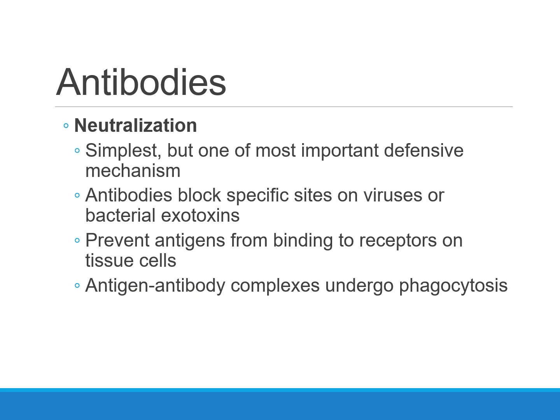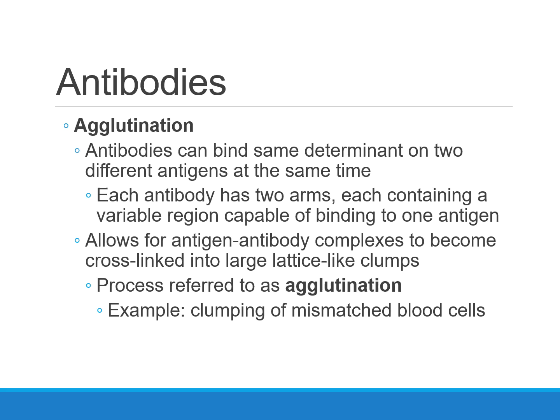Neutralization is the simplest, but one of the most important defensive mechanisms that we have. The antibodies are going to block several sites on the virus or the bacterial exotoxin, and they prevent the antigen from binding to the receptors on the cell tissue, and the complex undergoes phagocytosis. So we basically neutralize it. We get rid of it.